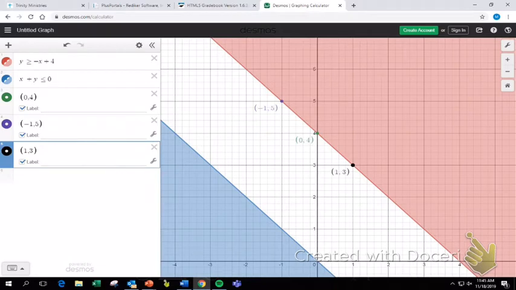There we go. So again, make sure you plot your 3 points, make sure you label them, and make sure the arrows are on the end.